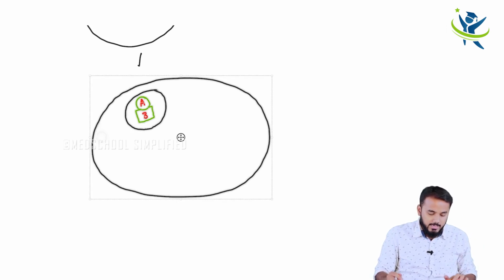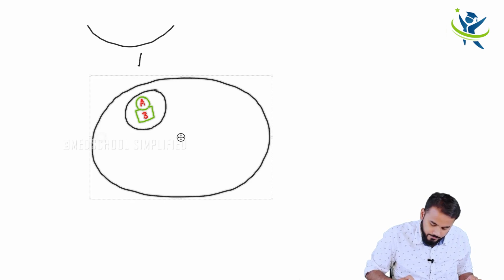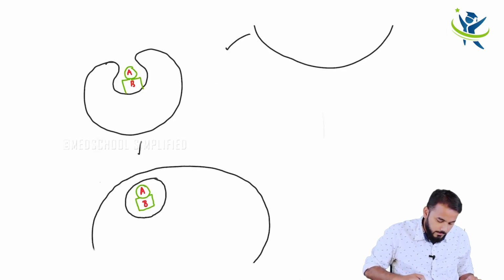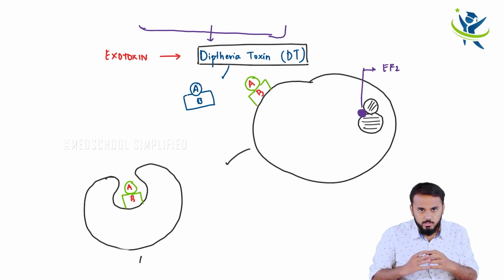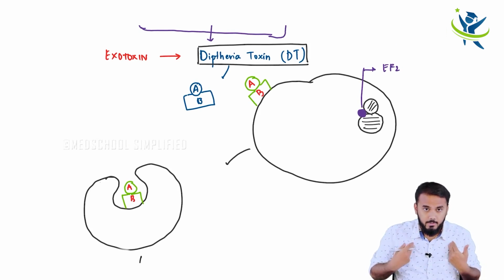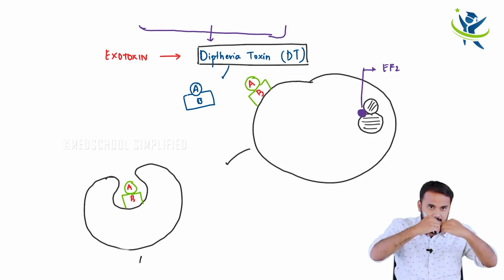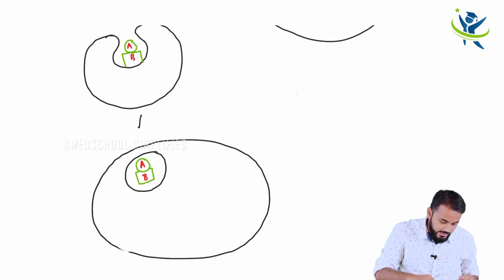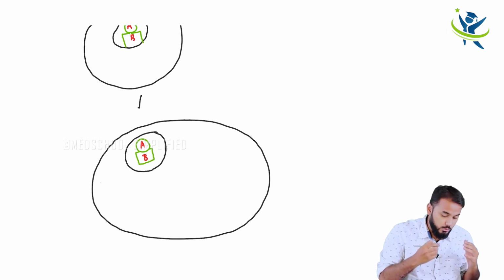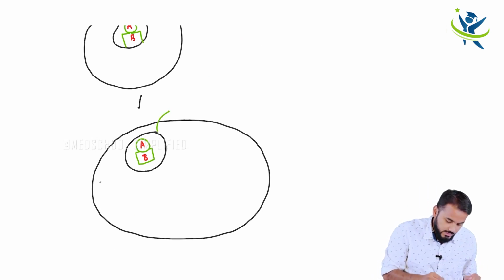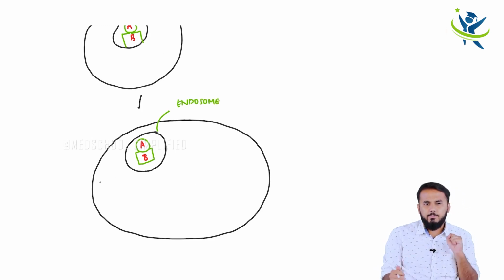So finally what has happened? Look at the process, guys. Again I am going to explain it. First of all, the A subunit and B subunit are attached to the host cell, meaning your body cell and my body cell. And finally, it has been taken up inside like this. After taking up inside, it formed a vesicle, and this vesicle is called an endosome.